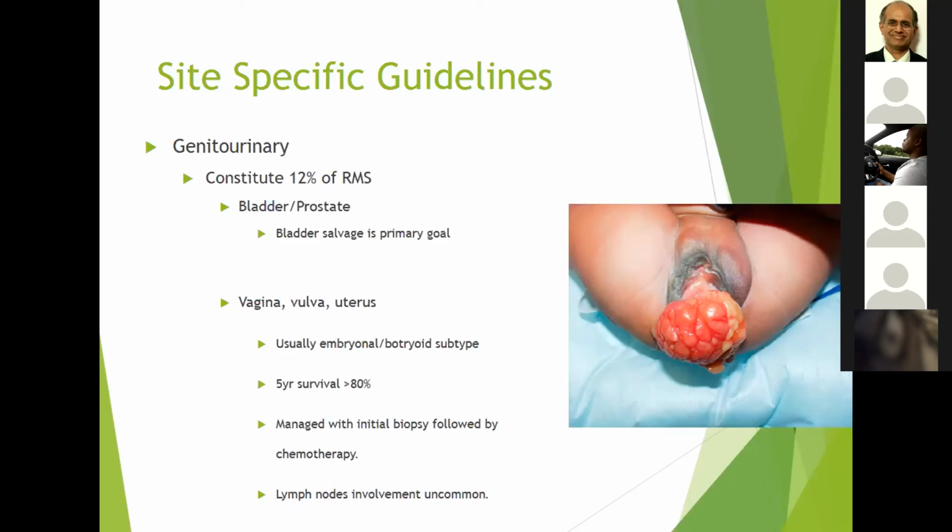With your vulva and uterus, as I have mentioned, you mostly get the botryoid type, which has a good survival of about 80%. And with them, involvement of lymph nodes is really uncommon.